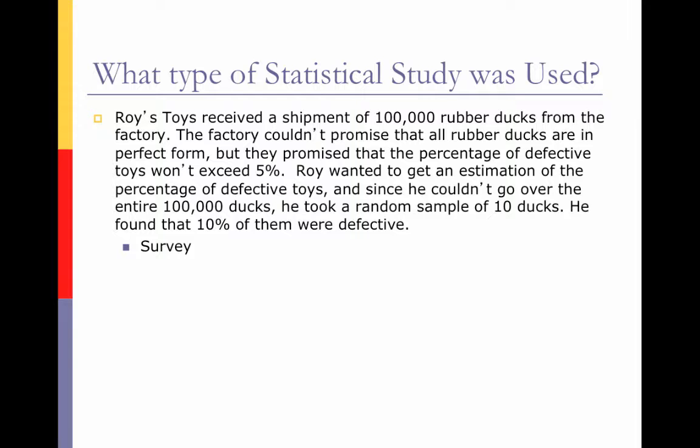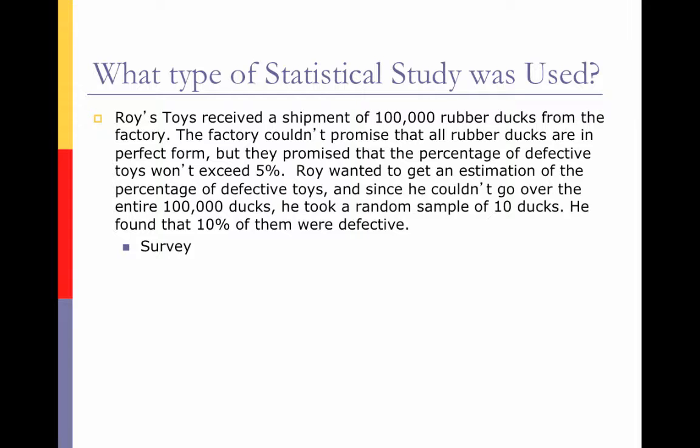So our first example, and I struggled with my animation, so the answer already popped up, but that's okay. Roy's Toys received a shipment of 100,000 rubber ducks from the factory. The factory couldn't promise that all rubber ducks are in perfect form, but they promised that the percentage of defective toys won't exceed 5%.